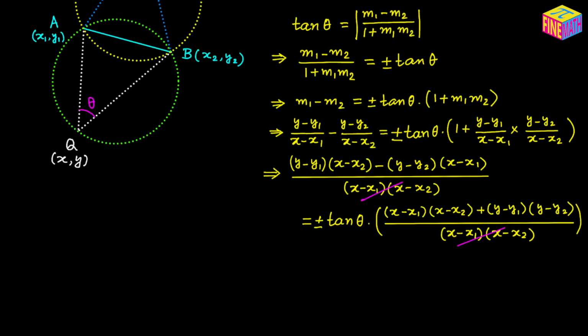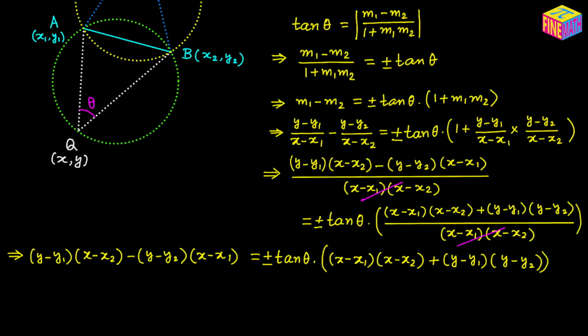Now you see the denominators on both sides are equal, so they will cancel out each other, and we are going to be left with something like this. On the left hand side numerator, we have (y − y₁)(x − x₂) − (y − y₂)(x − x₁) is equal to, on the right hand side, we have ± tangent of theta times (x − x₁)(x − x₂) + (y − y₁)(y − y₂).